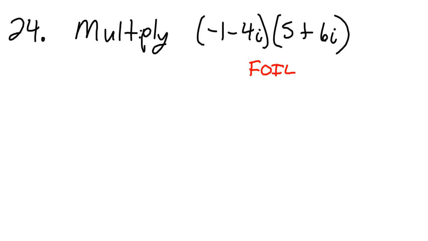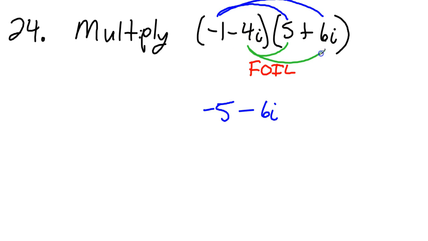The only difference is we have I instead of X. You still set it up and still go through the same thing here. Negative 1 times 5, negative 1 times 6. That's negative 5 and negative 6i, or minus 6i. Negative 4 times 5 is negative 20i. Negative 4 times 6 is negative 24. And the one thing to be careful of, when you do I times I, that is I squared. Just like if you do X times X, it's X squared. I times I is still I squared.